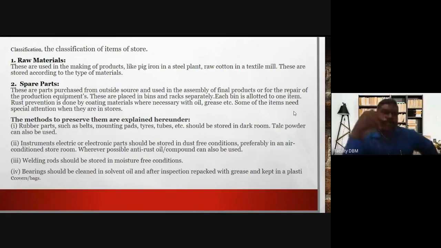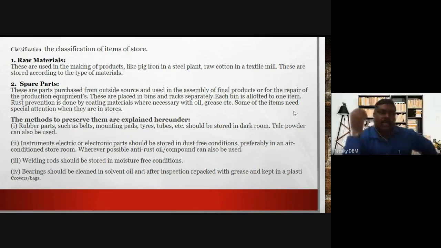First, raw materials. They are used in making products, like pig iron in a steel plant, raw cotton in a textile mill, and they are stored according to the type of material, because iron and cotton differ. The materials differ, so they are going to be stored in different ways, not all in one. So they have to classify products like raw materials. Also, they need to classify spare parts.